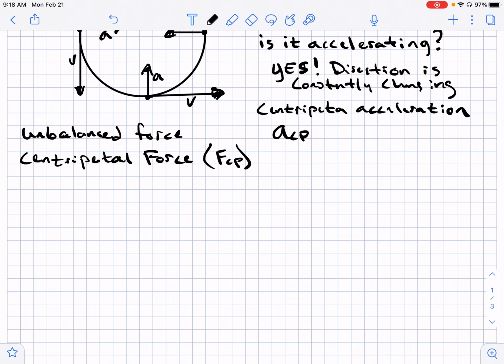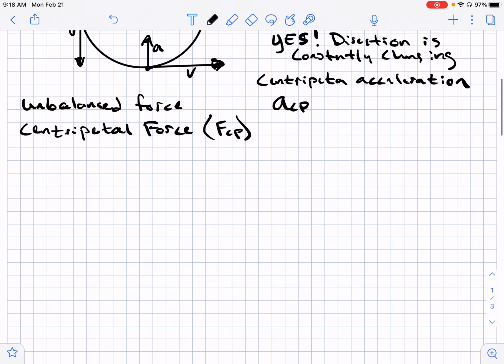Now, be careful here. This word, centripetal force, is just a descriptive word. So it's not an actual force. I wouldn't say the centripetal force is equal to 5 newtons. It's just a descriptive word. So any force can be a centripetal force.